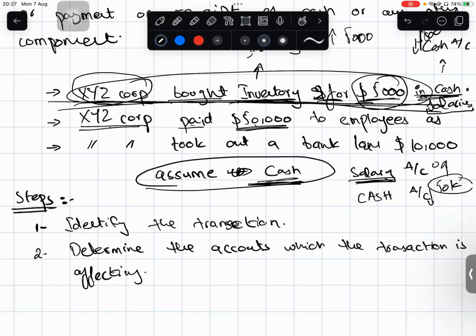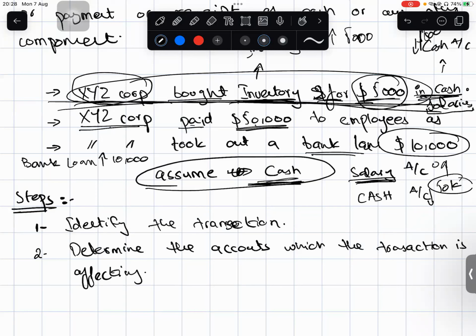Now the third one, the company took out a bank loan, right, for $10,000. Again, nothing is written cash or whatever. So you have to assume that the loan was taken out as cash. When we're talking about the bank loan, it will also have an account. You will write bank loan, and the company had zero loan. Now they went to the bank, they asked for a loan, they got $10,000. Their loan has increased or decreased? Increased.